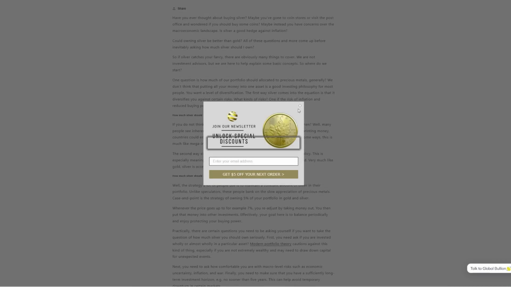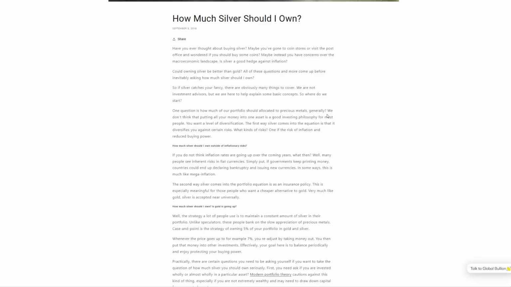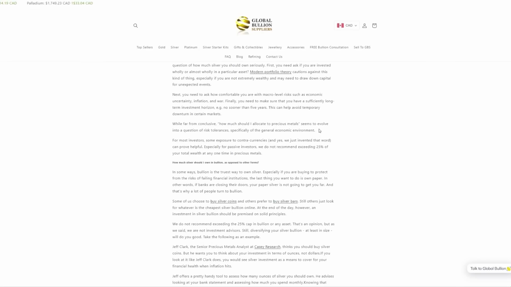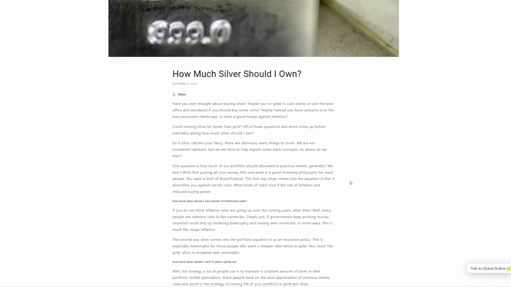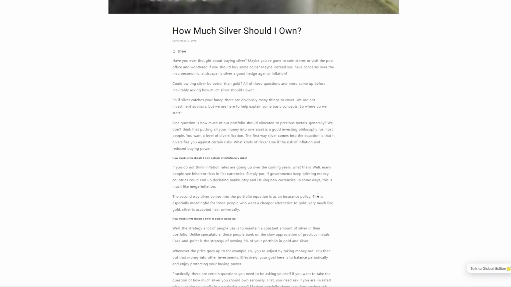So 5 to 10% is low in my opinion, but if you're someone who maybe has a lot of different assets in their portfolio, then maybe that's great. Especially if you think about how much 5 to 10% could be on a grand scale. That could be hundreds of thousands of ounces, depending on how big your portfolio is.